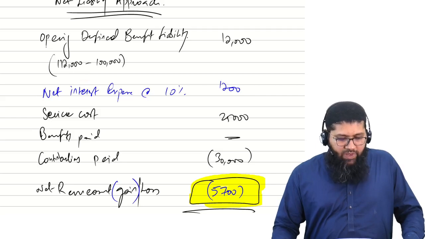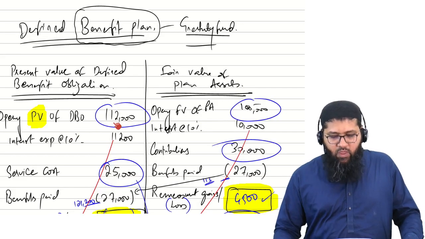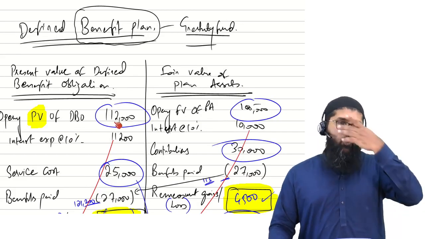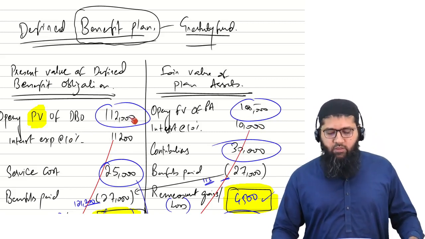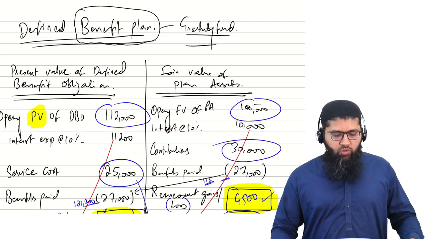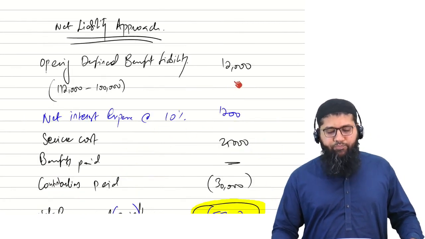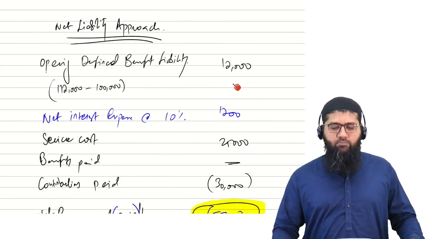Okay, how is the opening calculated? See, 112,000 was the opening obligation, 100,000 was the opening asset. So the difference between these two gives you 12,000. Do you get it now?